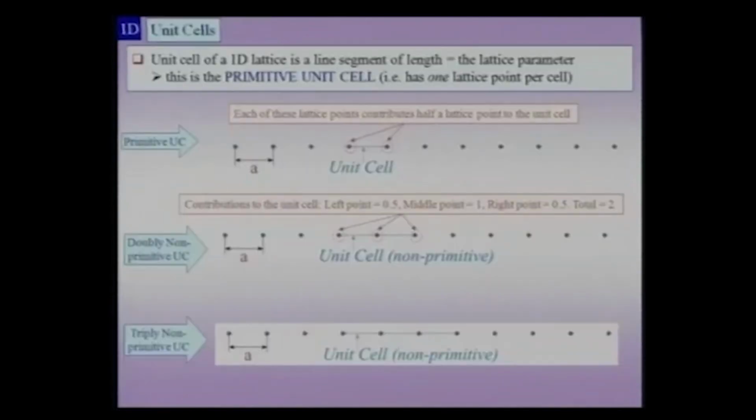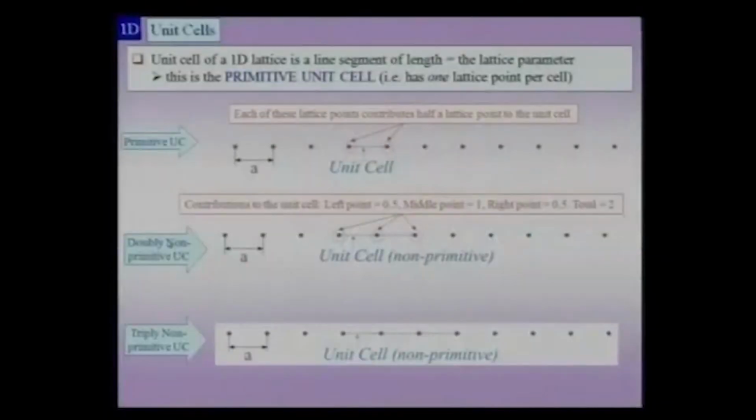So we further went on to take up the example of a one-dimensional lattice, and we tried to understand the primitive unit cell, the doubly non-primitive unit cell, and the triply non-primitive unit cell. As you can see, in the primitive unit cell, we pointed out that the lattice point per cell is 1, half coming from the left hand lattice point, half coming from the right hand lattice point, totaling up to 1 lattice point per cell. In the doubly non-primitive unit cell, the entire contribution of the central lattice point to the cell exists.